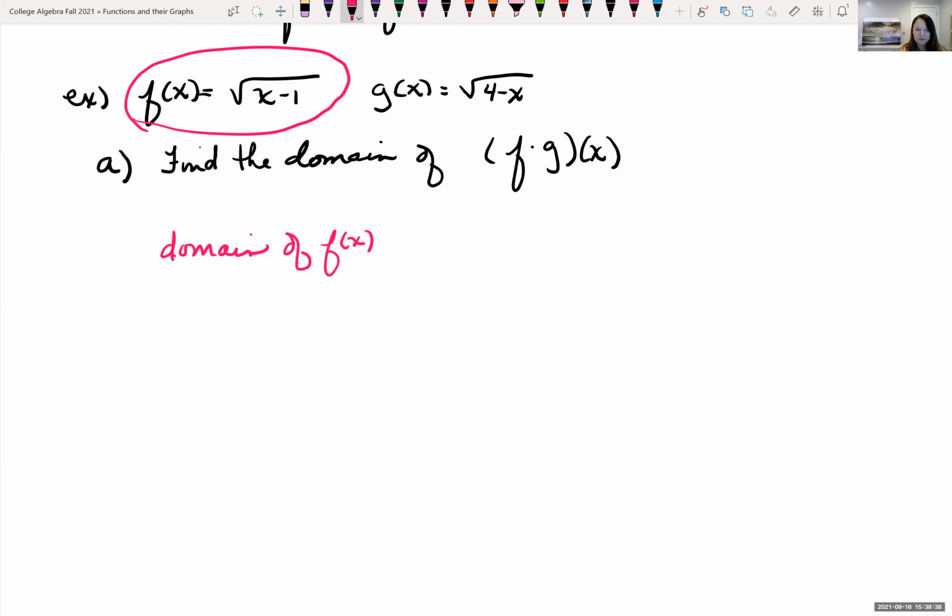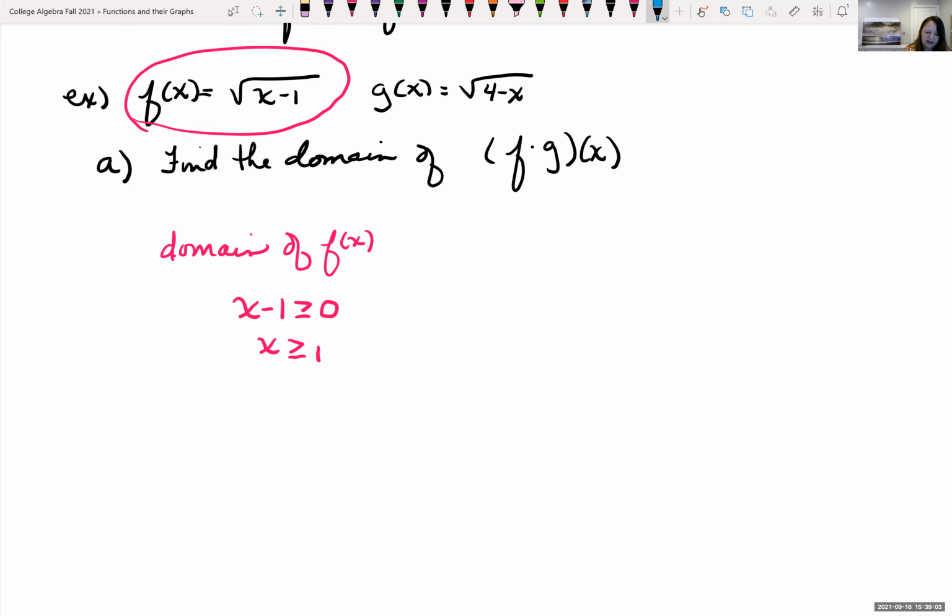But we have a radical, and so we have to be careful. And it's an even powered radical. So everything underneath the radical has to be greater than, in this case, can also equal 0. So x minus 1 has to be greater than or equal to 0, because we can take the square root of 0 and get back 0. And so if we add 1 to both sides, we get x has to be greater than or equal to 1.